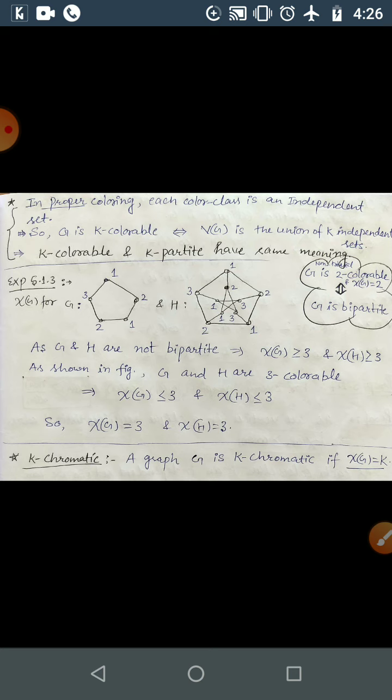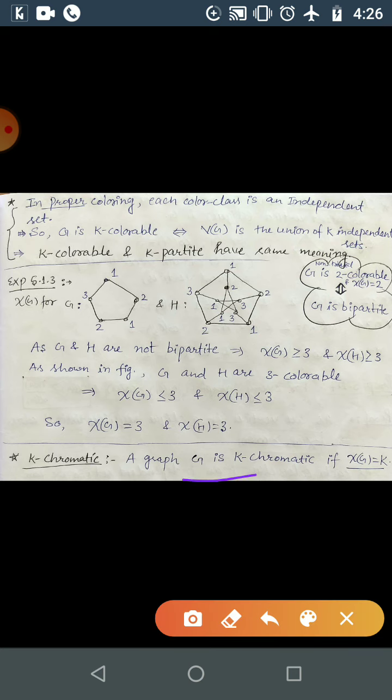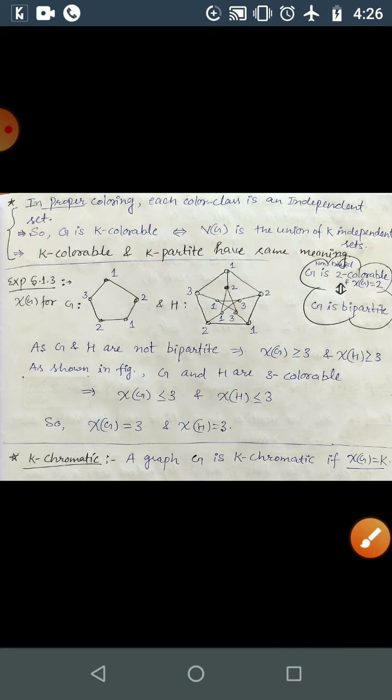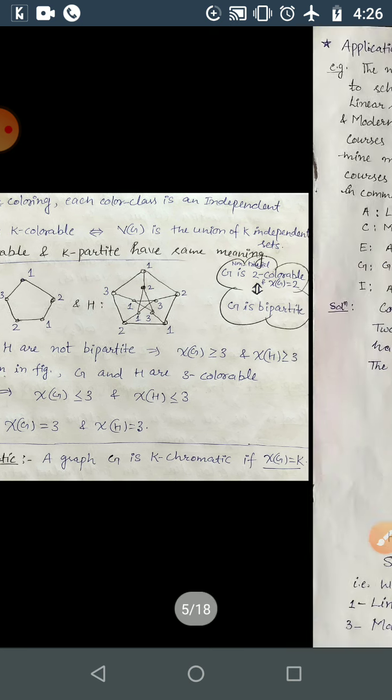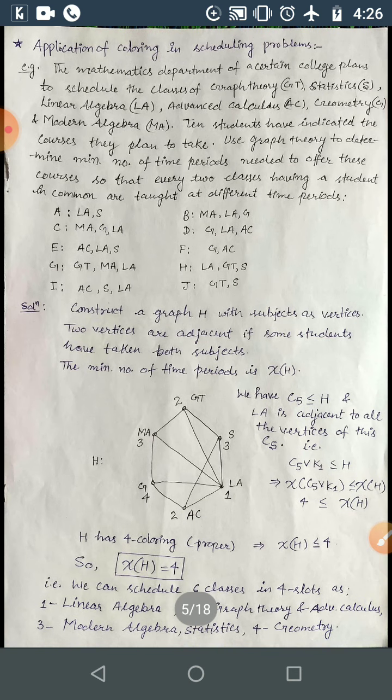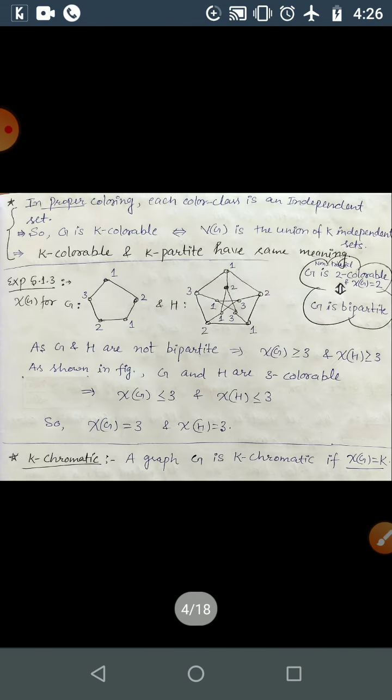Correct. So in the last lecture we went up to k-chromatic graphs, that is, a graph is k-chromatic if the chromatic number of that graph is k. Now we are discussing some applications of this coloring and chromaticity. Obviously vertex coloring is very important.